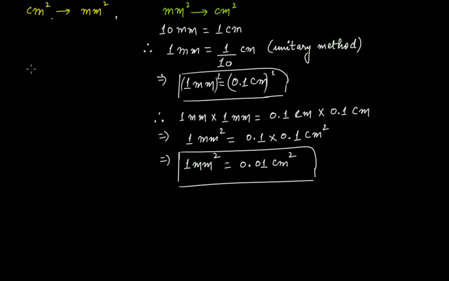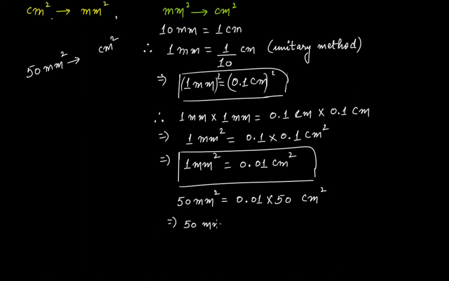So if someone asks you what will be 50 millimeter square into centimeter square, how many centimeter square is actually equal to 50 millimeter square, then simply first find out 1 millimeter square like in this way, then 50 millimeter square will be equal to 0.01 times 50 centimeter square. This gives you 50 millimeter square is equal to 0.5 centimeter square.